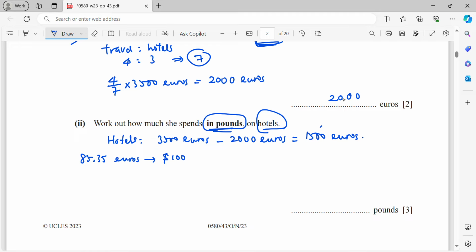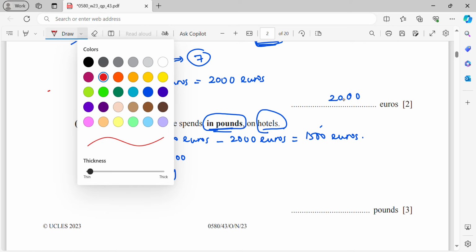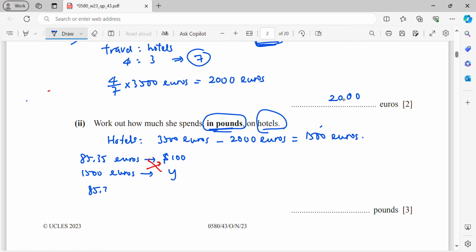Right, so now we have 1,500 euros. So I need to find how much this is. So then use the previous method, use cross multiplication. Then I will be getting 85.35y equals 1,500 times $100. So now my y is basically 1,500 times $100 divided by 85.35. Then this is going to be 1757.4962 dollars.